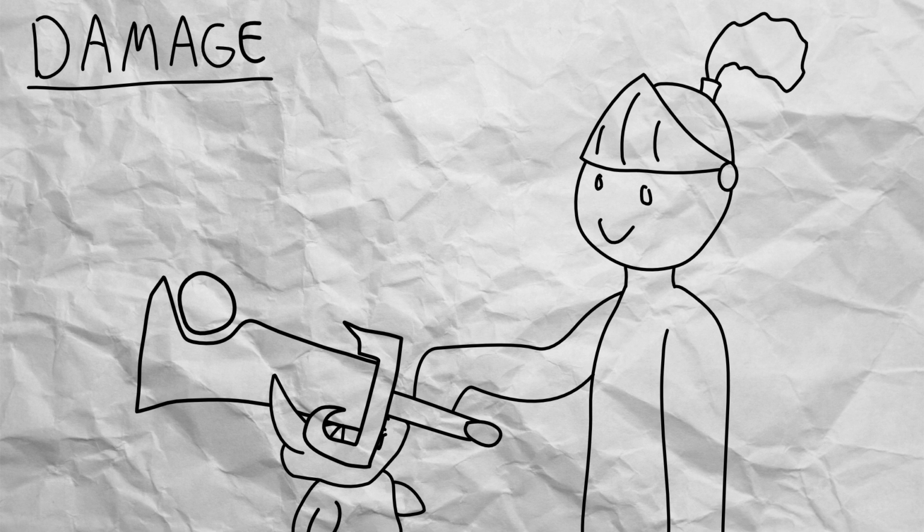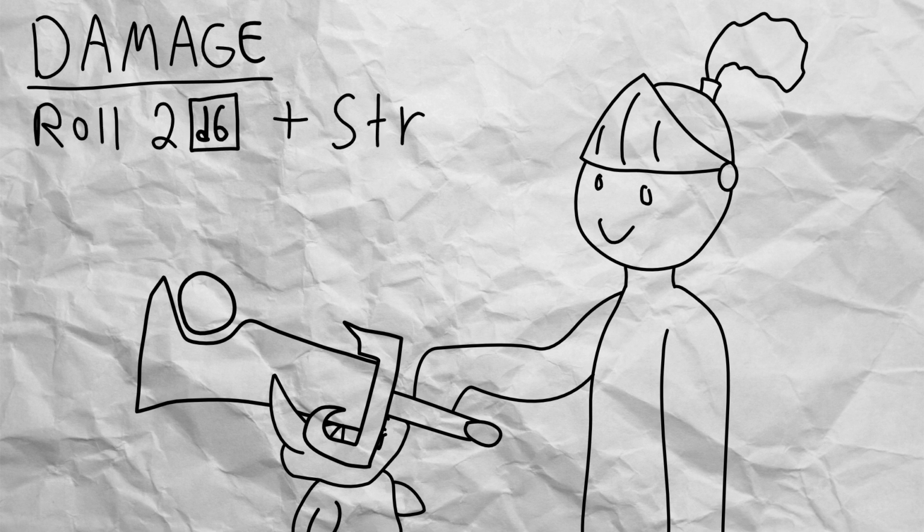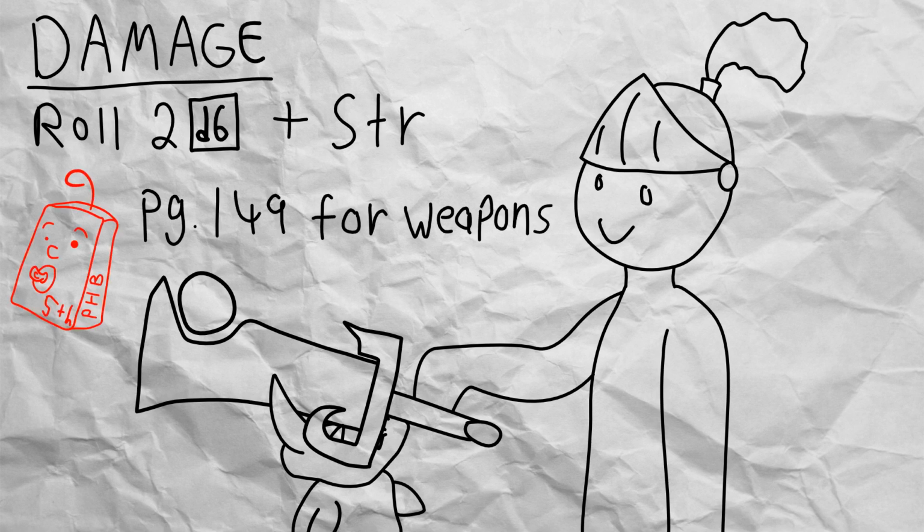A greatsword does 2d6 slashing damage, so you just need to roll 2d6 plus your strength modifier to give you the amount of blood you just spilled. So, to know the damage types and attributes of the weapons, please look at page 149 of PHB.